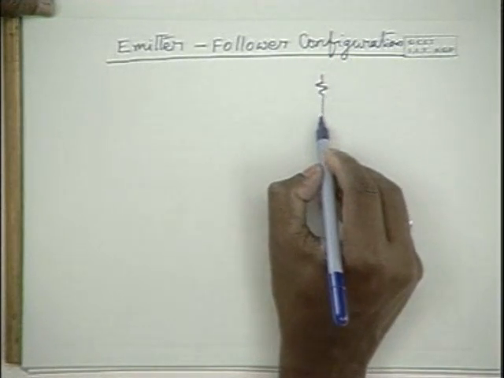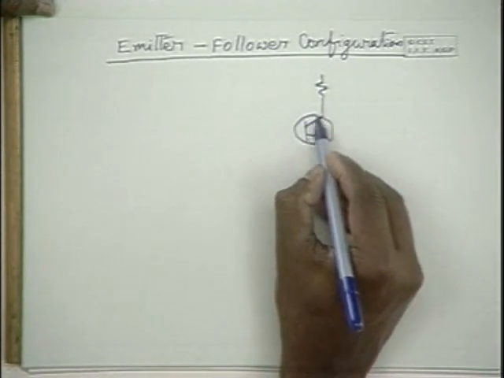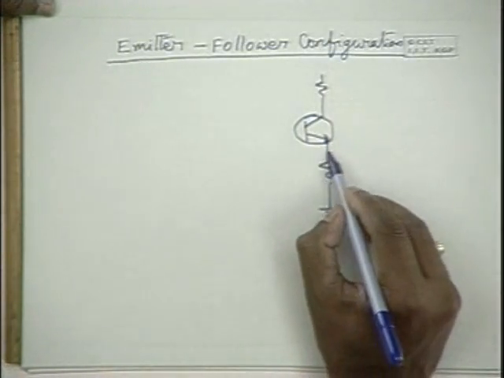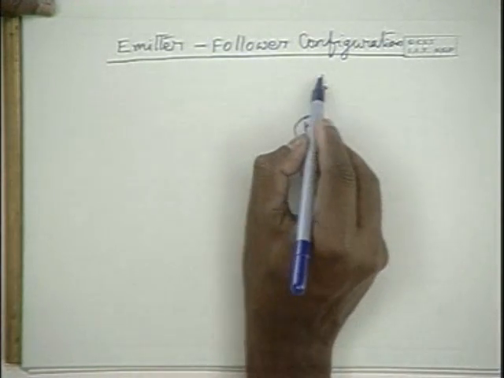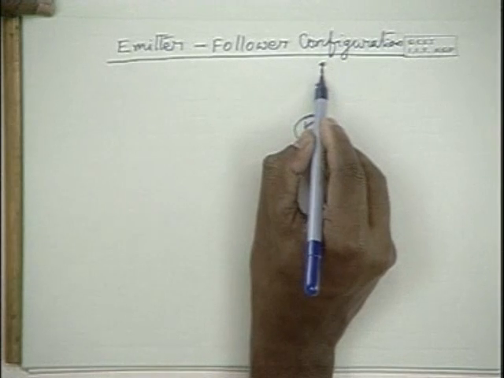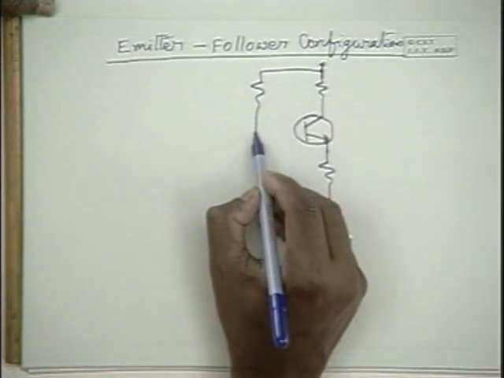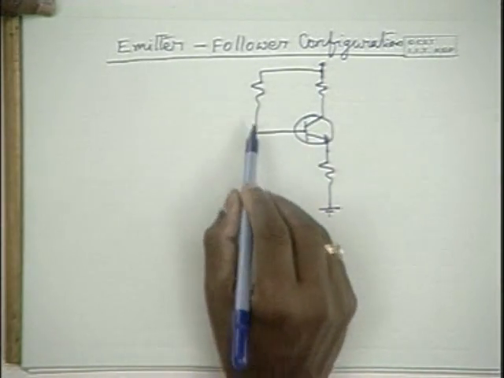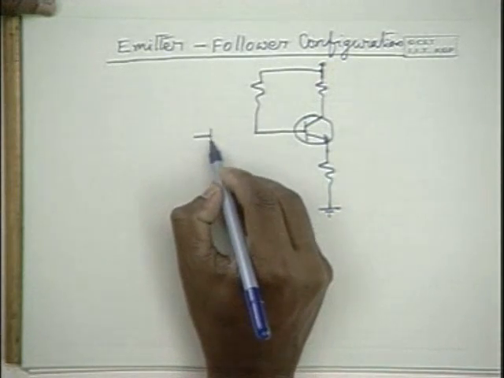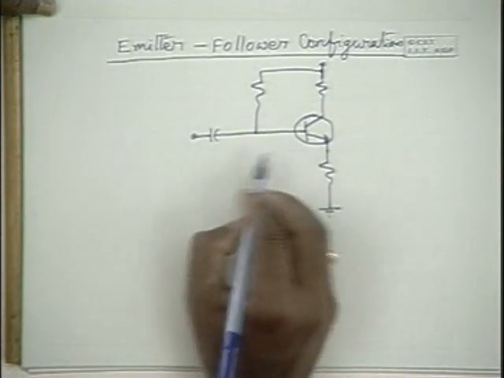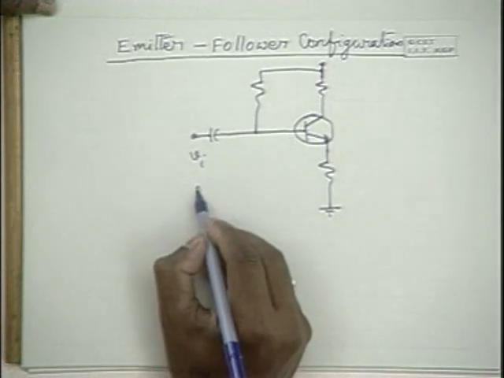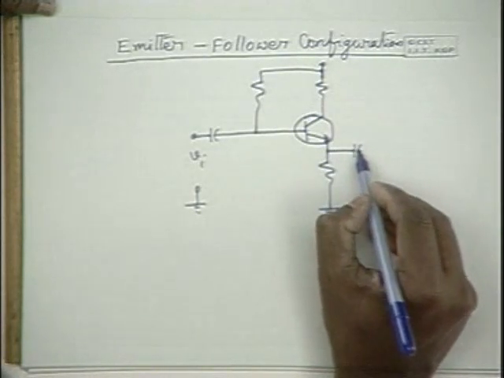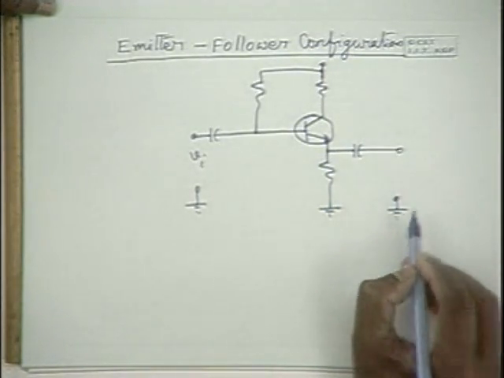You can use either a fixed bias with an emitter resistance or a self bias circuit. There can be two resistances here, a voltage divider, or a single resistance, it doesn't matter, and the input is as usual applied to the base, between the base and the ground, and the output is taken from the emitter terminal. So this is the place for the output.